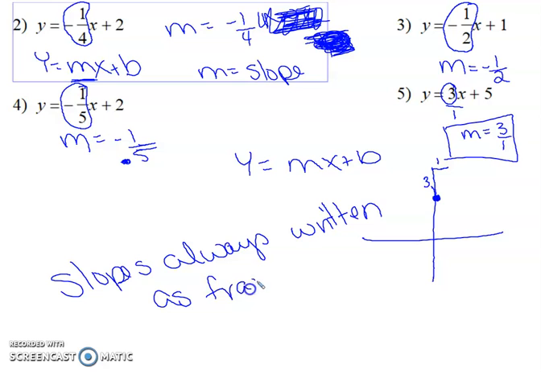So please don't turn these into m equals -0.2. No, you can't go -0.2 on a graph. That's not a direction. You can go down 1, right 5. Okay? Slope always written as a fraction.